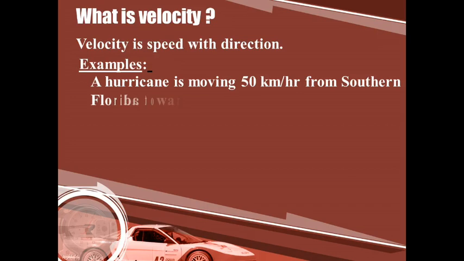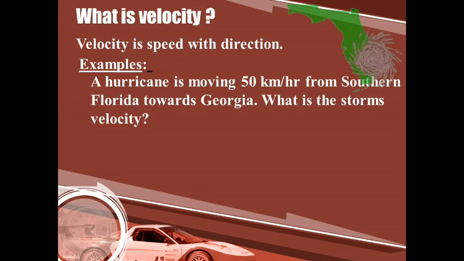Examples. Hurricane's moving 50 kilometers per hour from southern Florida. It's going up towards Georgia. We need to know the velocity. Now, those of you who know your geography can figure out which direction it's going. If you don't know your geography, then you don't know that Georgia is just north of Florida. So, if I were to say this as a velocity, it's 50 kilometers per hour north. Because that is speed and direction.